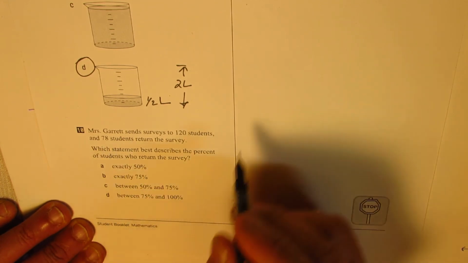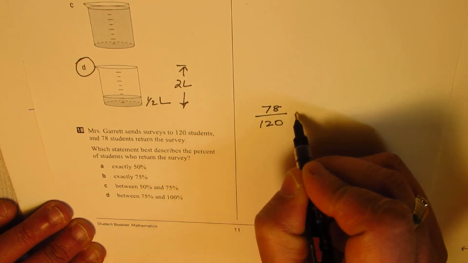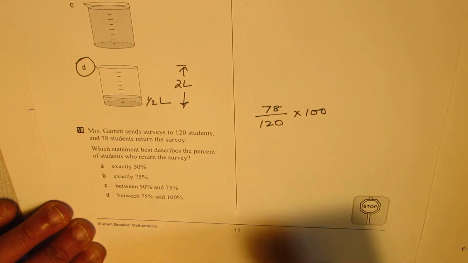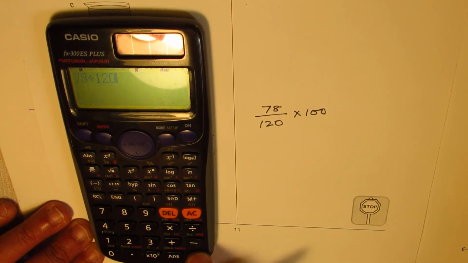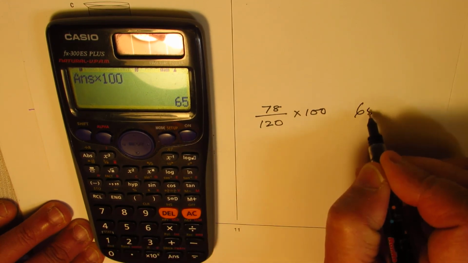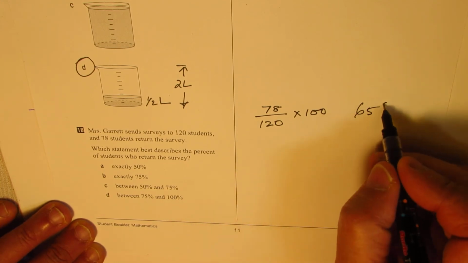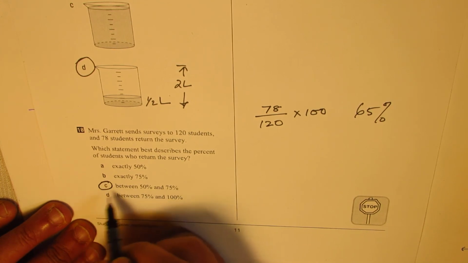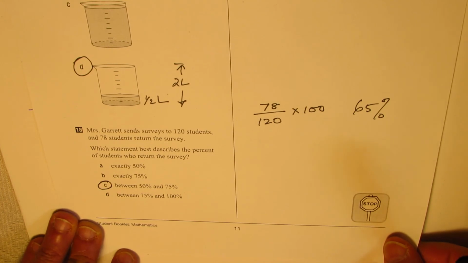So 78 returns, we'll say 78 over 120 times 100. We are allowed a calculator. So let's do our calculation, right? So we have 78 divided by 120 times 100 is equal to 65, right? That is what we get. Now, we know it is 65%. From the description given, C matches between 50% and 75%. Does it make sense to you?